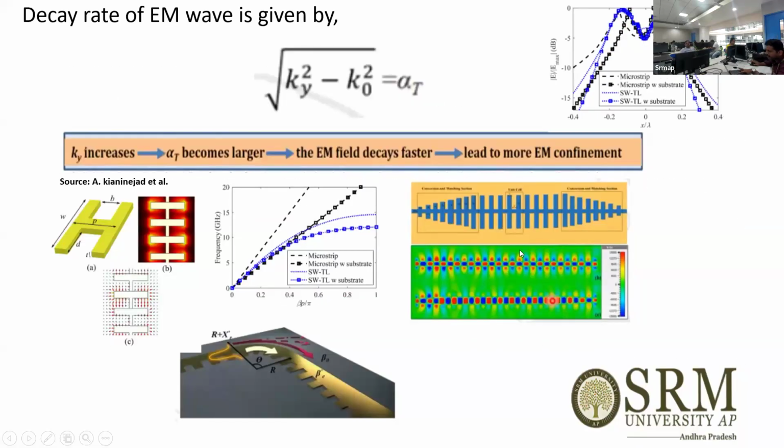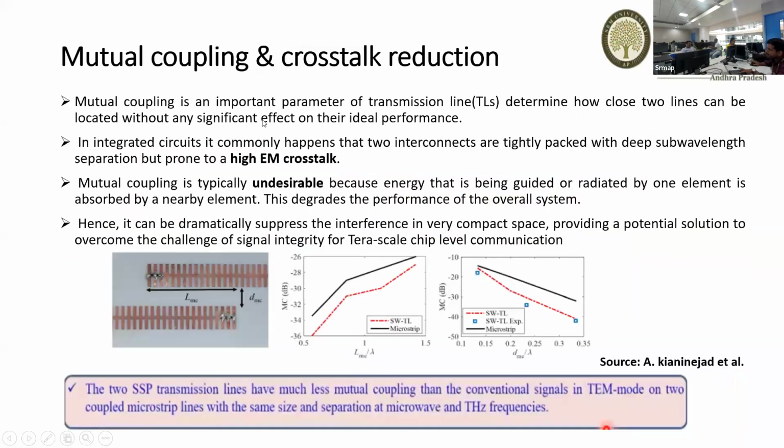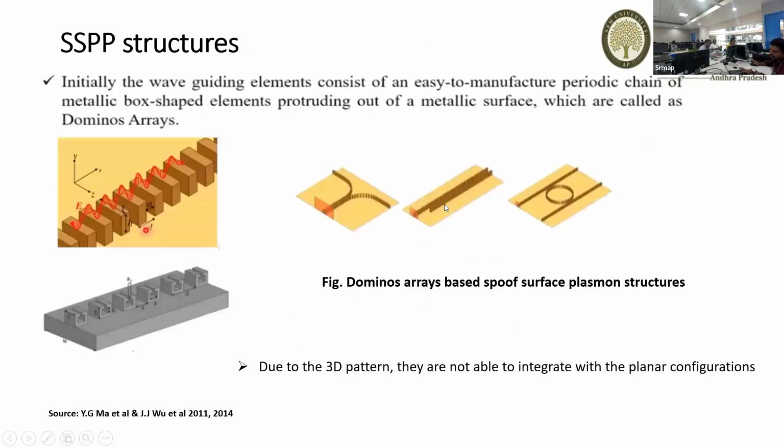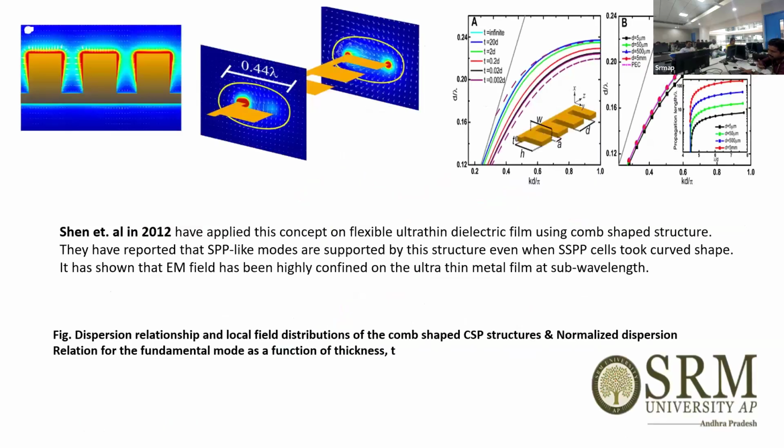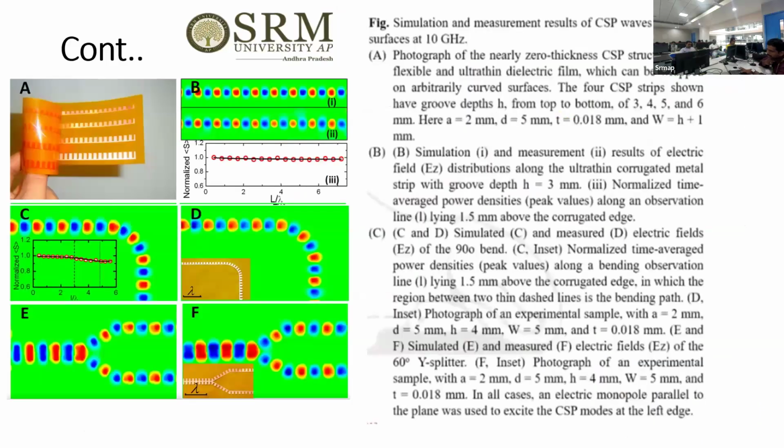And if the confinement is more, obviously there is less coupling and crosstalk. So mutual coupling and crosstalk are automatically reduced if the confinement is more. These are the different types of structures you can find in the literature. This is known as domino arrays, metallic box-shaped elements protruding out of a metallic surface. These are a couple of other structures found in the literature, and this is also an ultra-thin, flexible dielectric film type of waveguide design, also found in the literature.